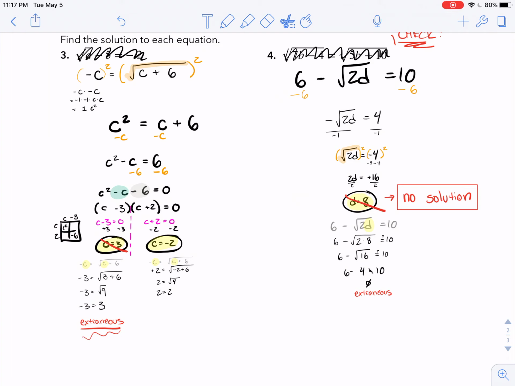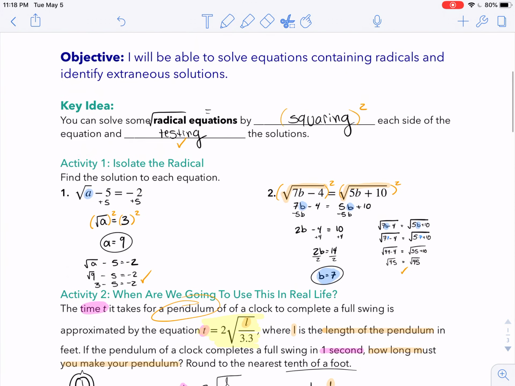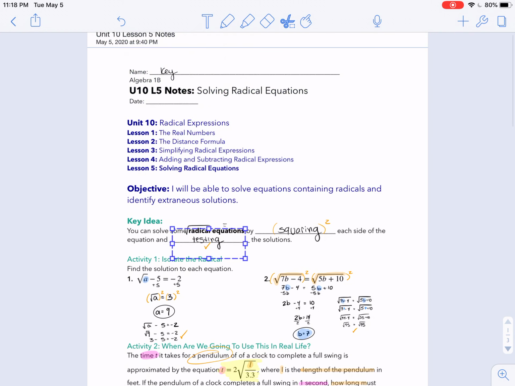Again, to solve both of these, we had a radical expression, so we had to square it to clear it out. And then we check our answers to make sure that they actually make sense in our original equation. And those are our big ideas of the day. Solve your radical equation by squaring, and then test your solutions to make sure they work. I hope you enjoy your homework.